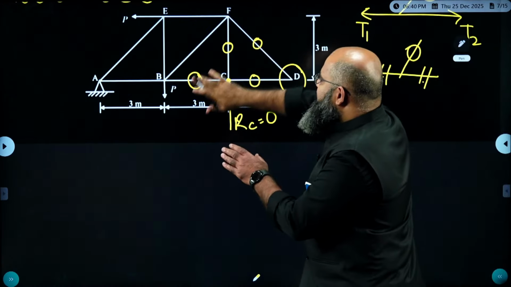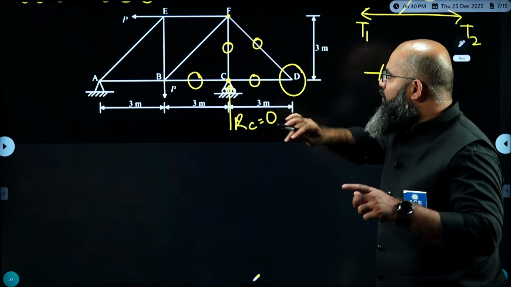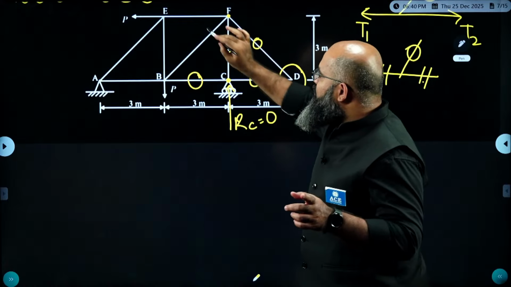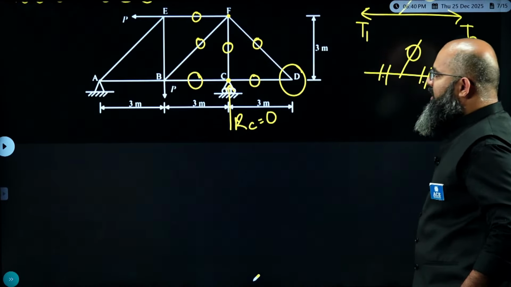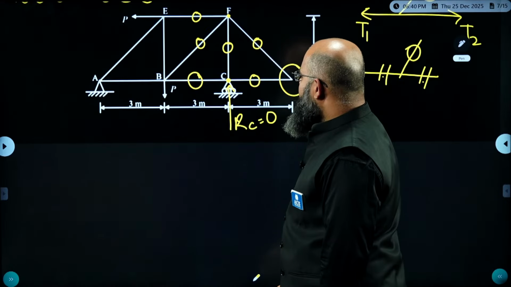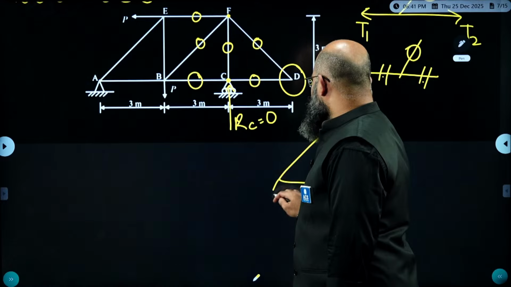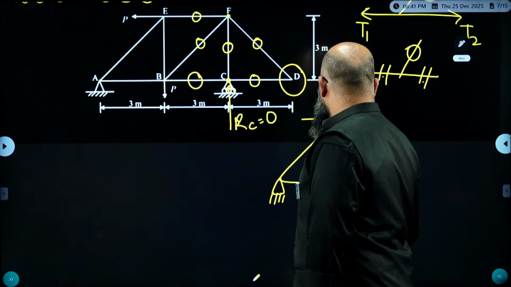If you eliminate these things, then come to this particular joint. This joint is now experiencing only two forces, both of them non-collinear forces. So both of them have to be zero force members. Okay. Now that we have arrived till here, ultimately my truss is something like this right now. Excuse my diagram. My truss is something like this right now.